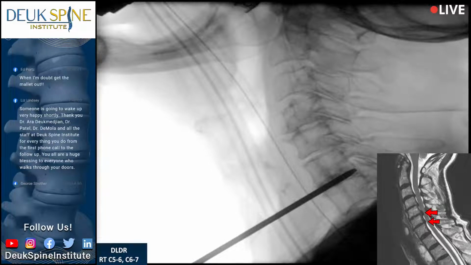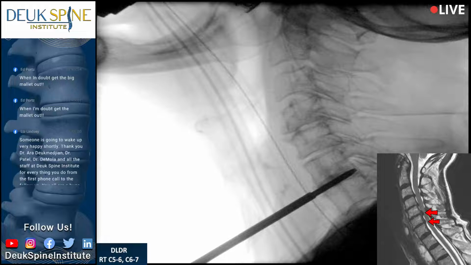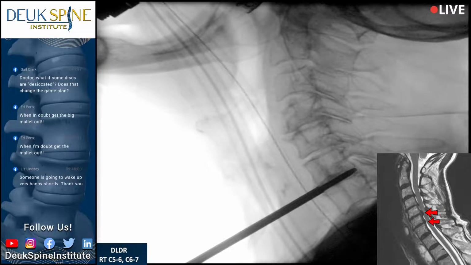So with results like that, you don't get those results with ACDF or with artificial discs. Artificial discs and ACDF usually report around an 80% improvement rather than a 98% improvement. So the results with Deuk laser disc repair are better than ACDF fusion and artificial disc.